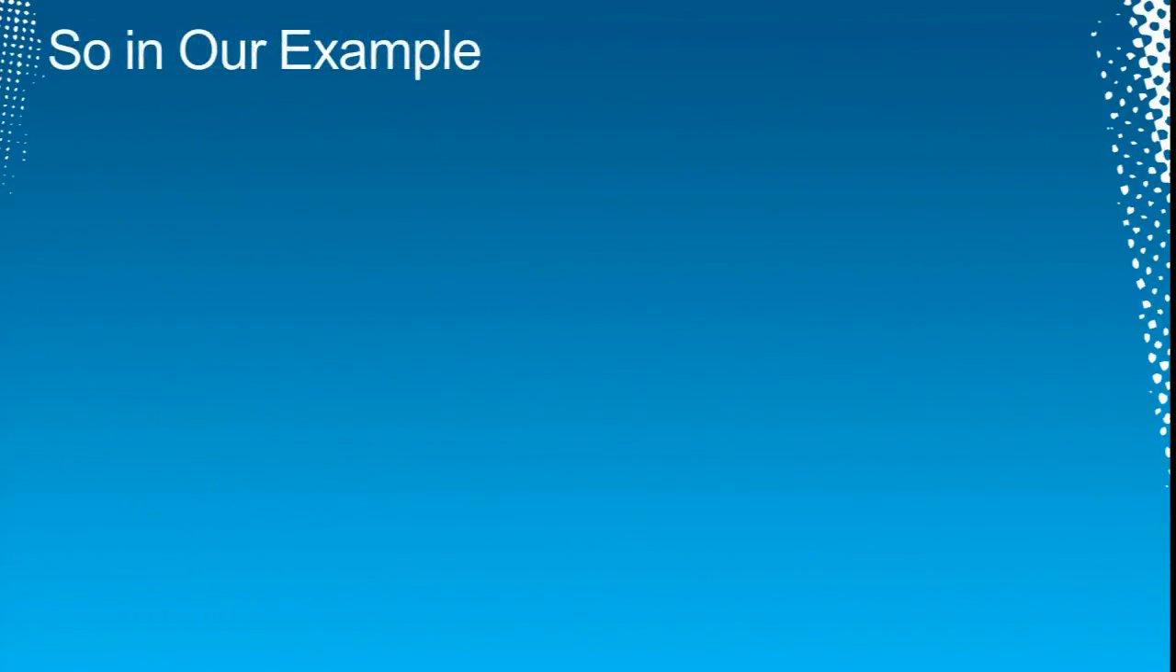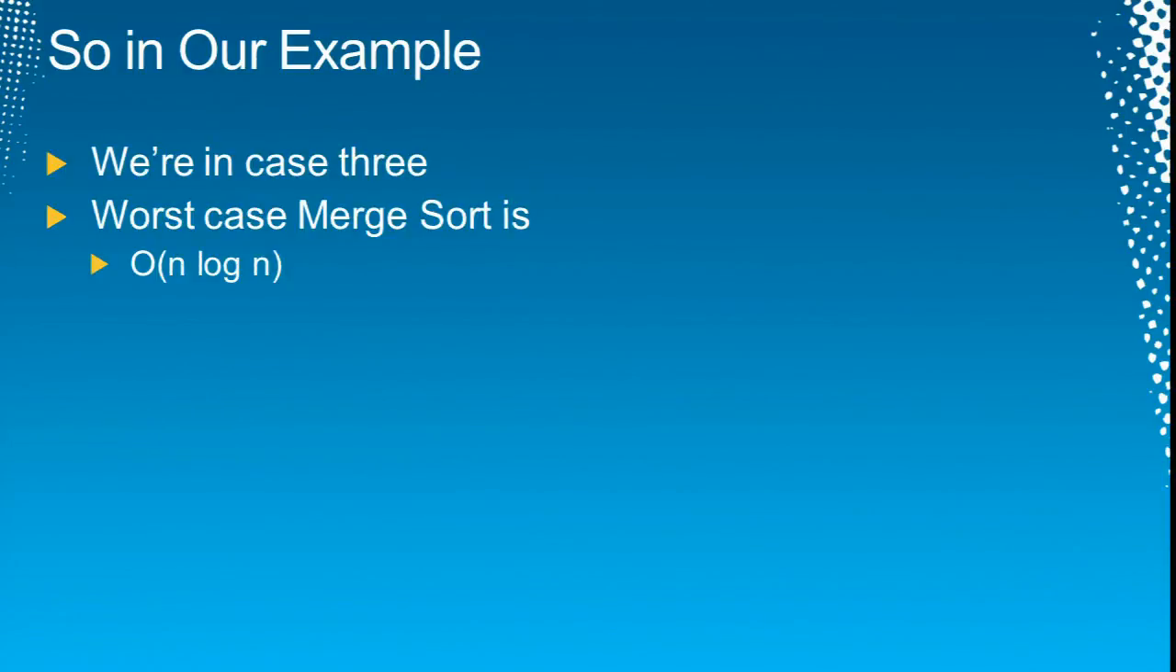So in our specific example for merge sort, we're in case 3. So in the worst case, merge sort is O(n log n). Does anybody happen to know the mathematically fastest a sort algorithm that compares two things and swaps them around can possibly go? Does anybody know? Mathematically. Nobody. Awesome. So everybody's learned two things today. It is n log n.